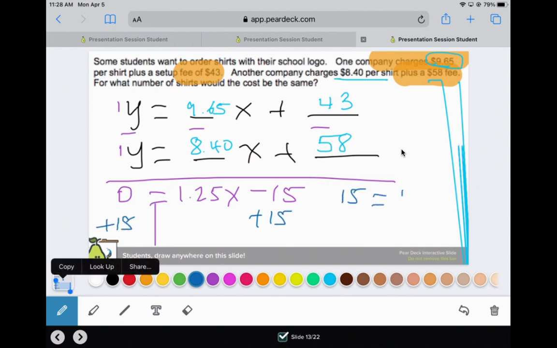So to solve this problem, 15 equals 1.25x. Divide, and that gives you 12. Okay, and now what you do is plug it back into one of the equations to solve for y. But this question is how many shirts would cost the same. In this case, 12 shirts. The answer would be 12 shirts. Questions?